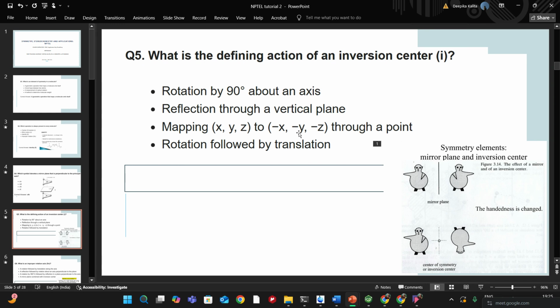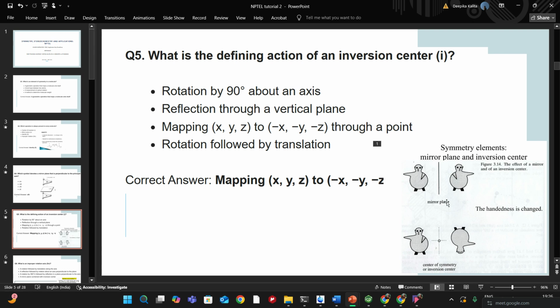Hence, out of these four options, we have to choose mapping XYZ to minus X minus Y minus Z, because the changes are occurring in all three axes in space. Okay, hence the center of inversion, I, will denote such a change on an object.